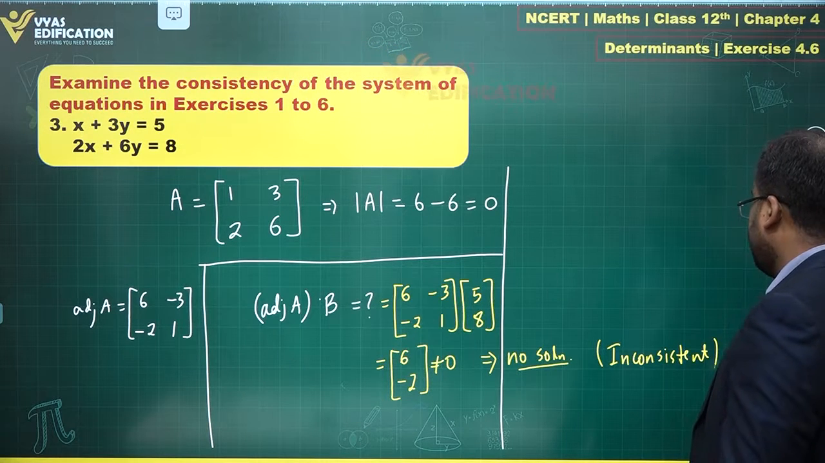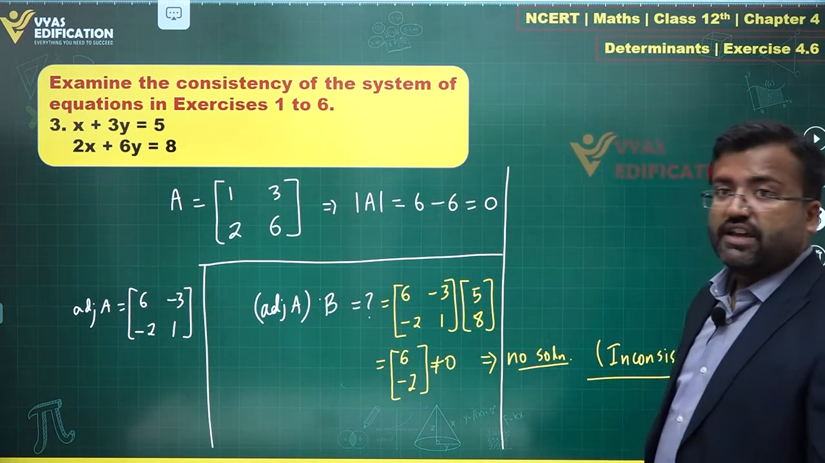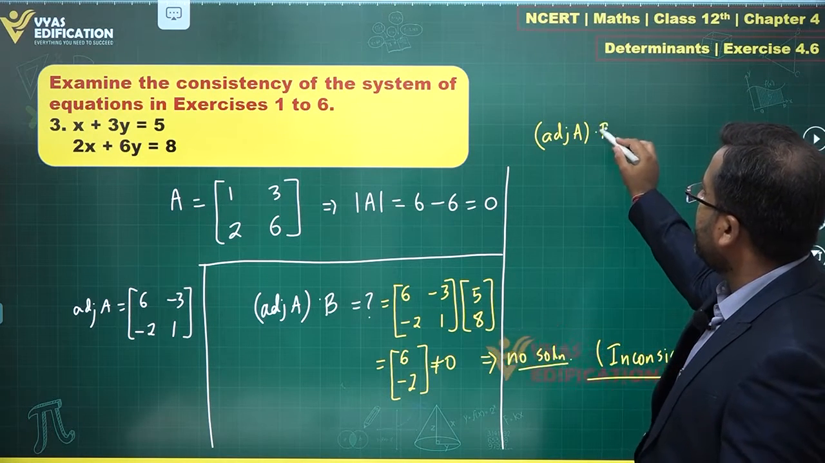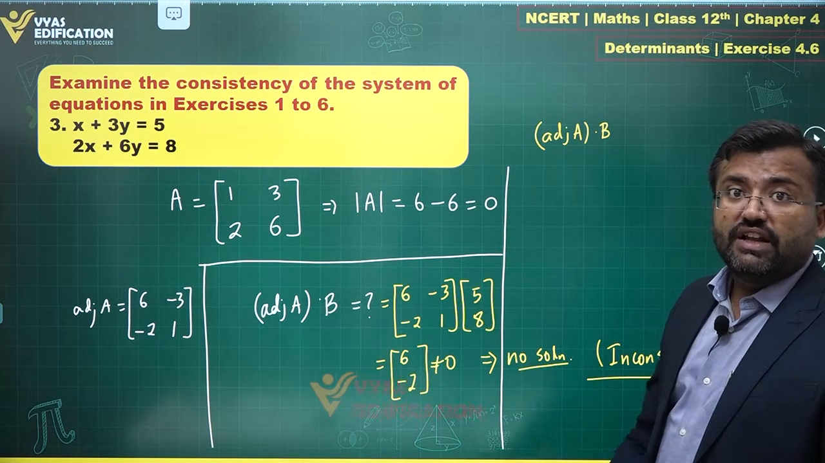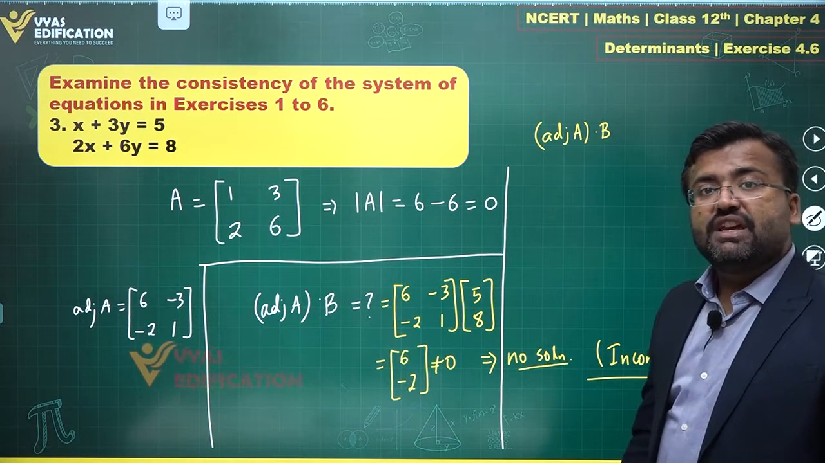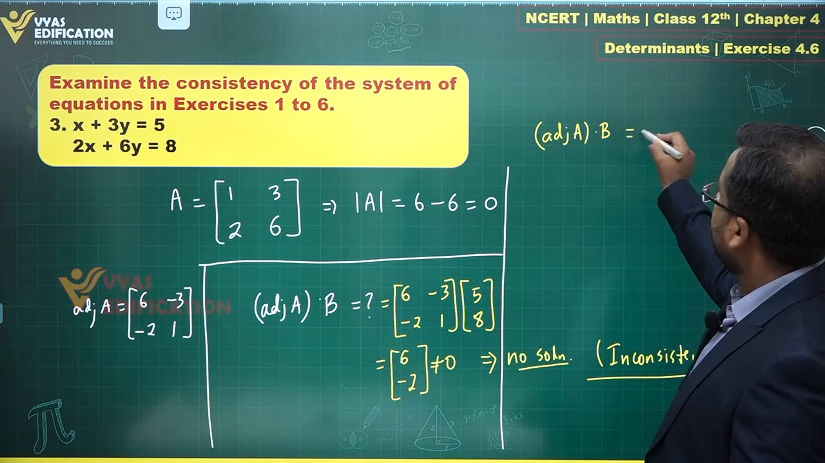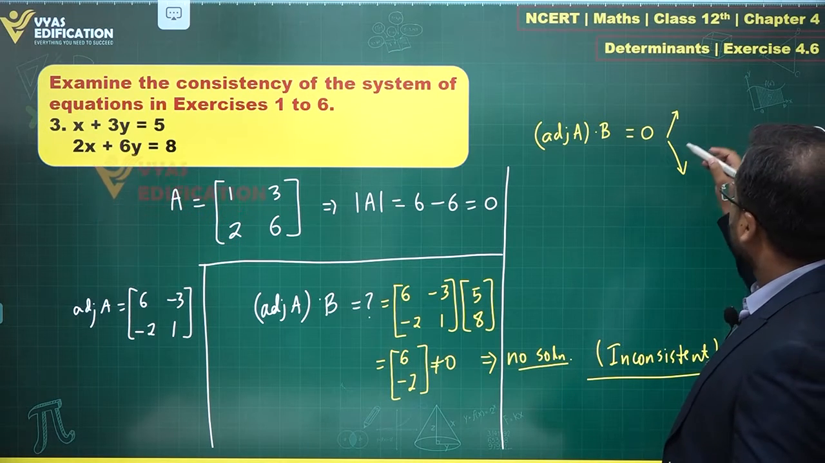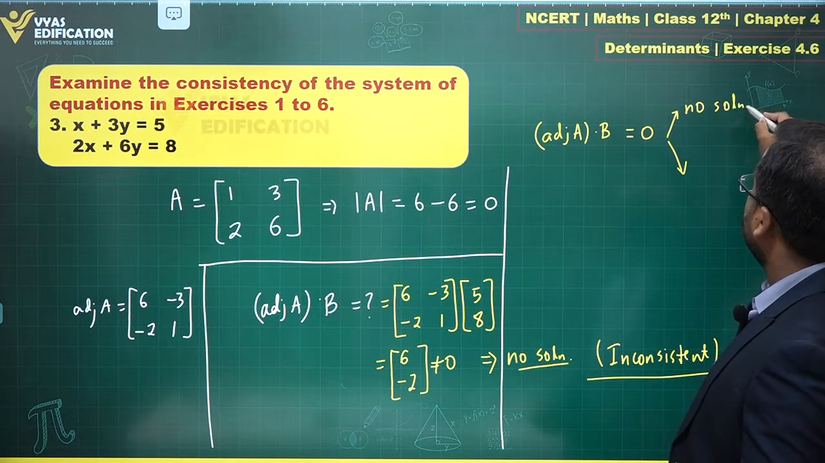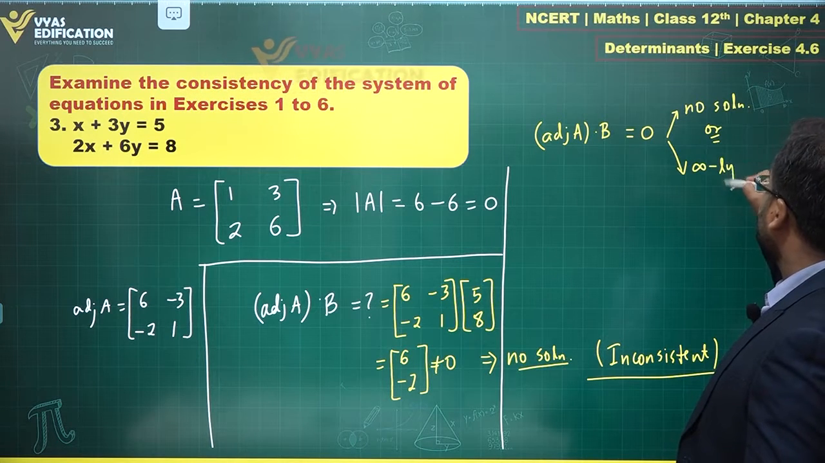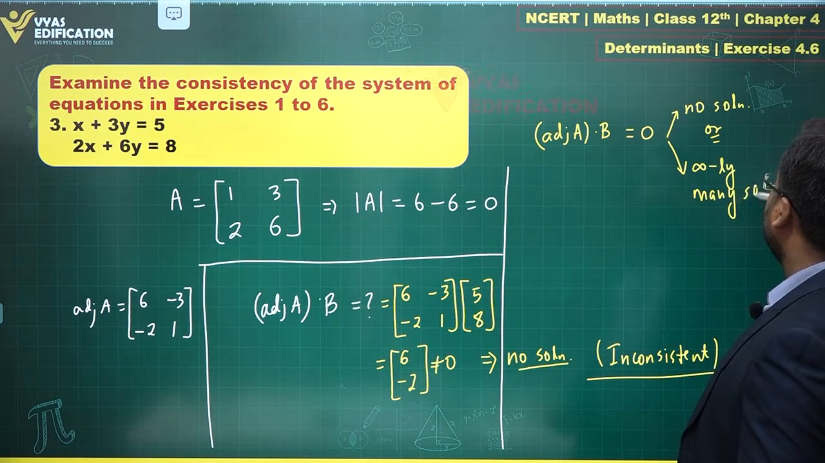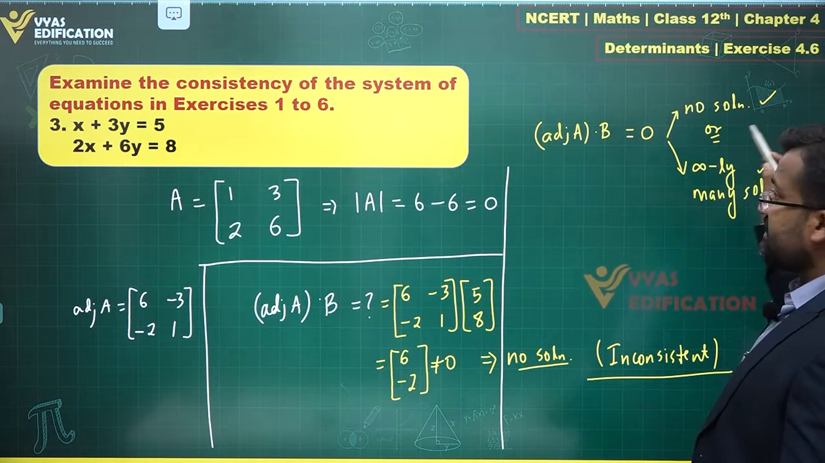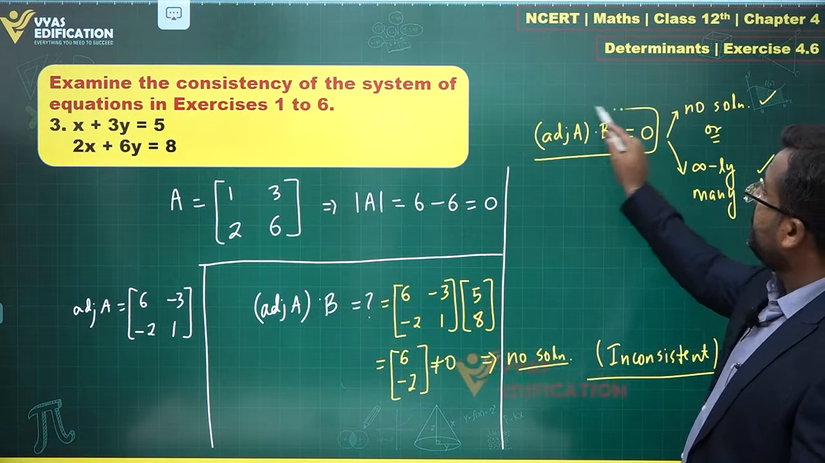That's what I will be commenting. The system is inconsistent since this is the case. Remember, don't forget that adjoint of A times B can be 0 as well, right? If adjoint of A times B is 0, then the system can have no solution or infinitely many solutions. In this case, the system will be inconsistent. In this case, the system will be consistent. And both of these begin from this only.